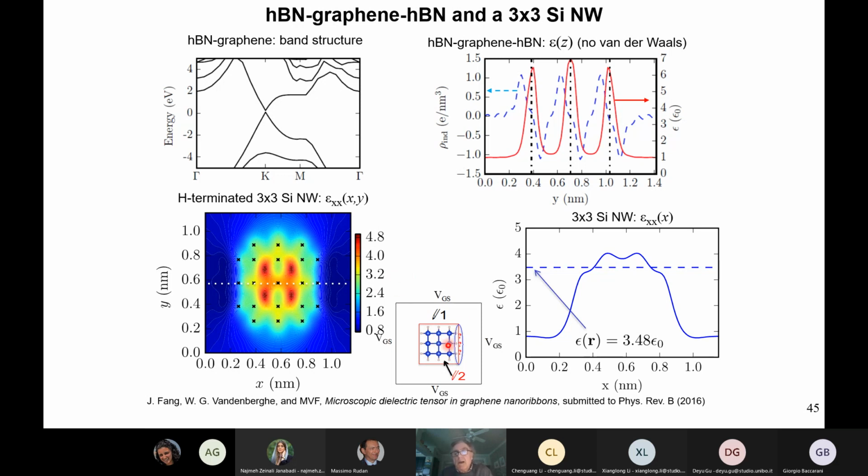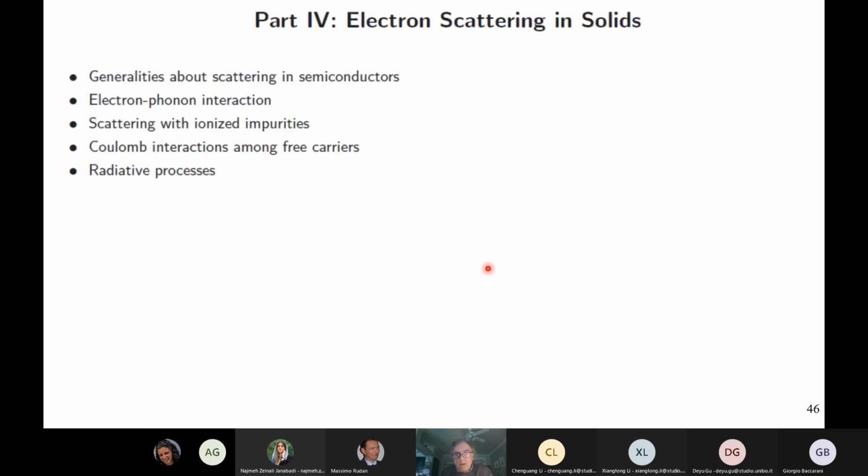I expect that when the wire gets bigger and bigger, the dielectric constant in the middle of the wire begins to approach that of bulk silicon. Okay, so this concludes the discussion about the dielectric response of a system. Again, we will revisit it and use it in dealing with electron scattering with various perturbations.